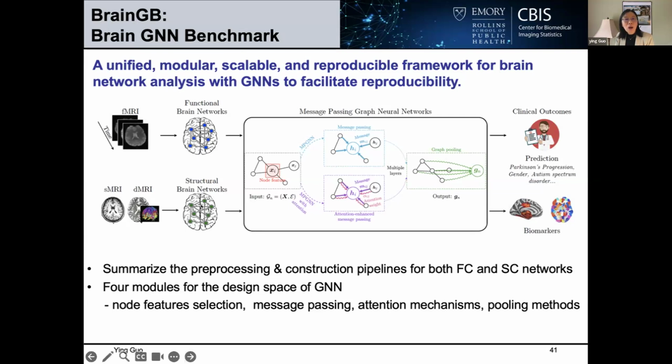Basically, we can take FC networks or structural networks as input and feed them into graph neural networks, GNNs, to perform downstream tasks, including predicting clinical outcomes or generating biomarkers. The contribution of this benchmark work is, first of all, we summarize the preprocessing and construction pipelines for both types of networks, which will help scientists conduct the following analysis. Secondly, we take the architecture of the GNN and decompose it into four manageable modules, which include node feature selection, message passing, attention mechanism, and pooling methods. For each module, we have considered different options by taking into account the specific brain network structures.